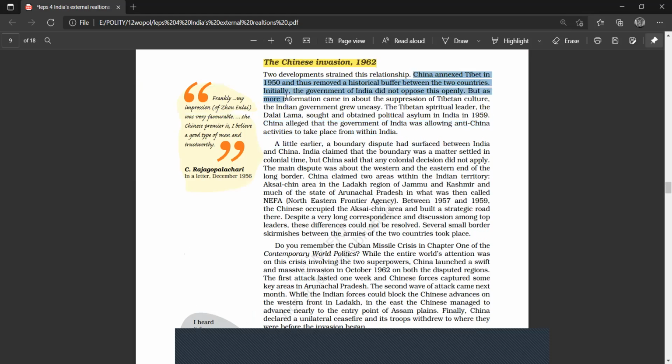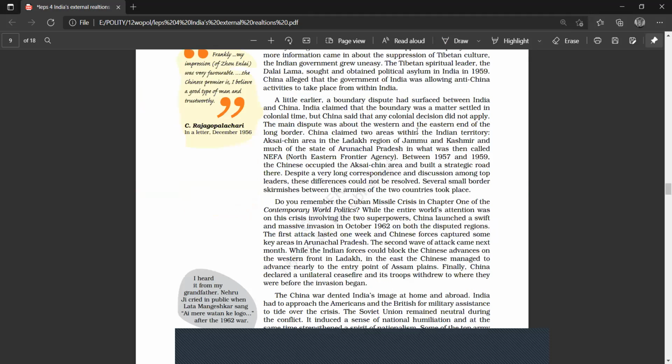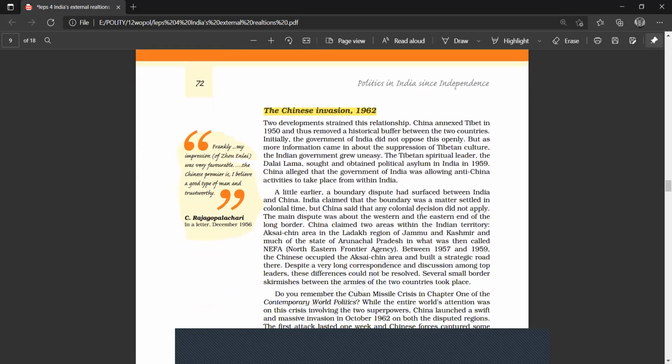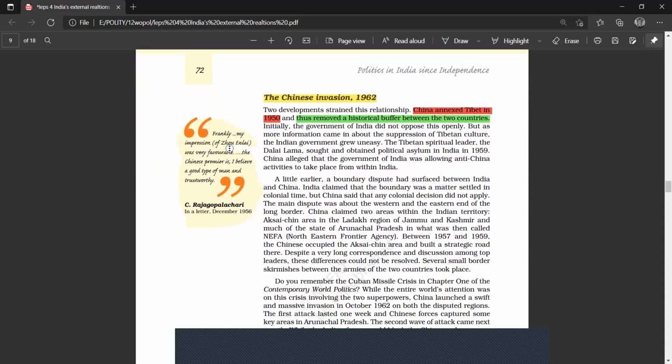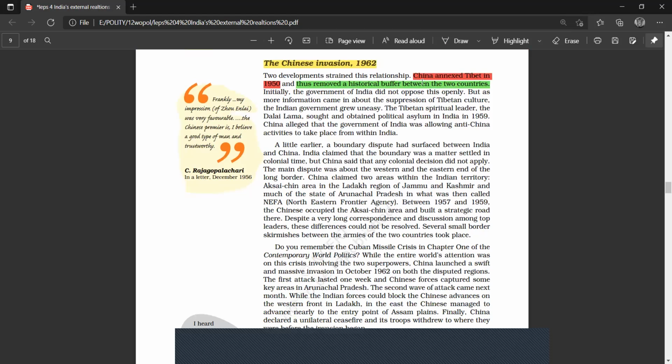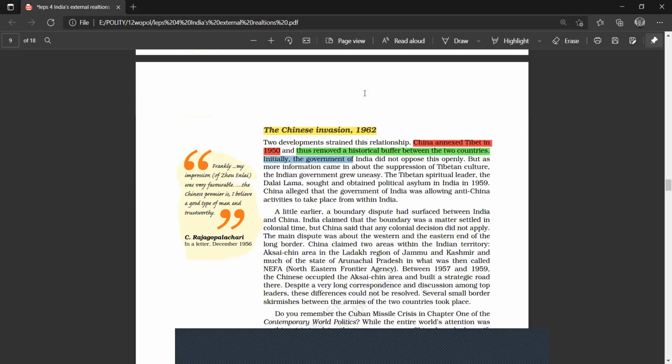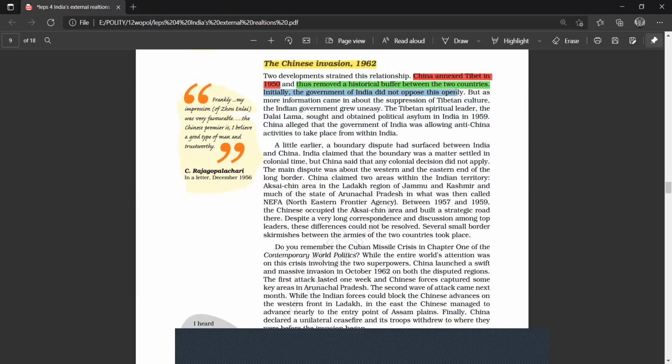China annexed Tibet in 1950 and thus removed the historical buffer between the two countries. Tibet acted as a buffer between us and China, and when Tibet was annexed, it removed the buffer between both of us. Initially, the government of India did not oppose this openly, but as more information came out about the suppression of Tibetan culture, the Indian government grew uneasy.